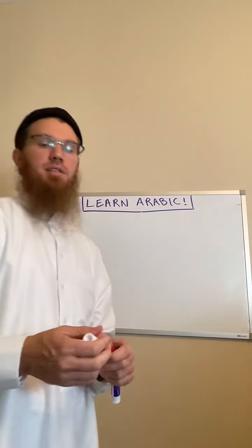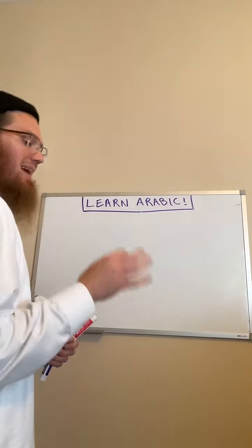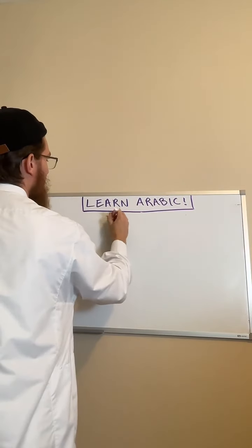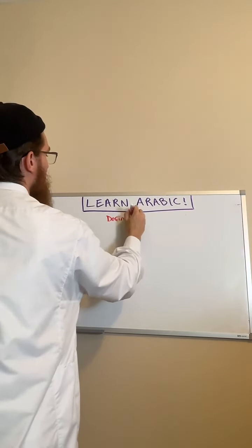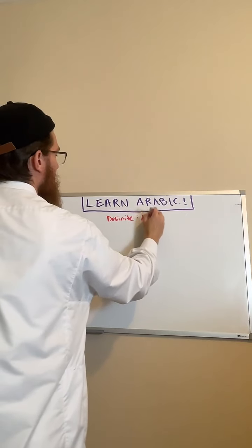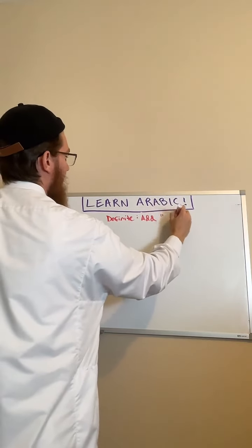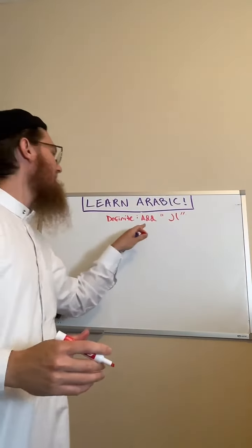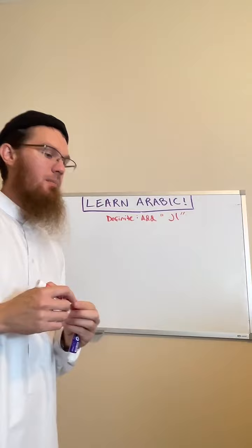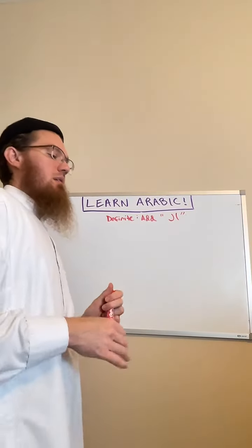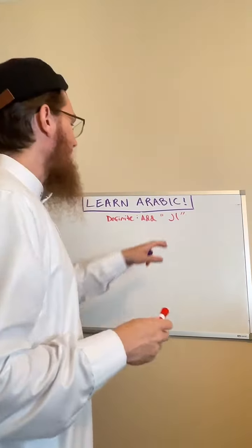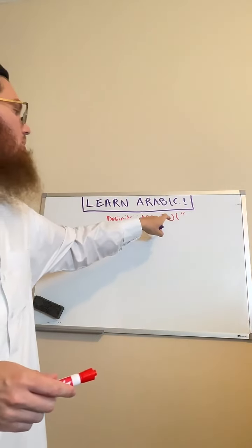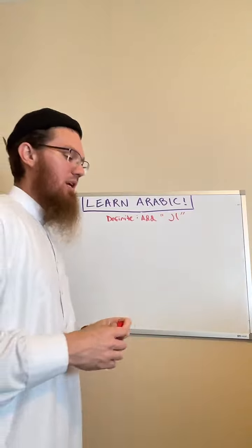Once you understand that definite alif lam, okay? When we want to make something definite, we said what? We said we add alif lam in the beginning, right? So if you're going to add that alif and lam in the beginning, depending on the letter that comes after the lam, whether or not you pronounce the lam, it's going to change.